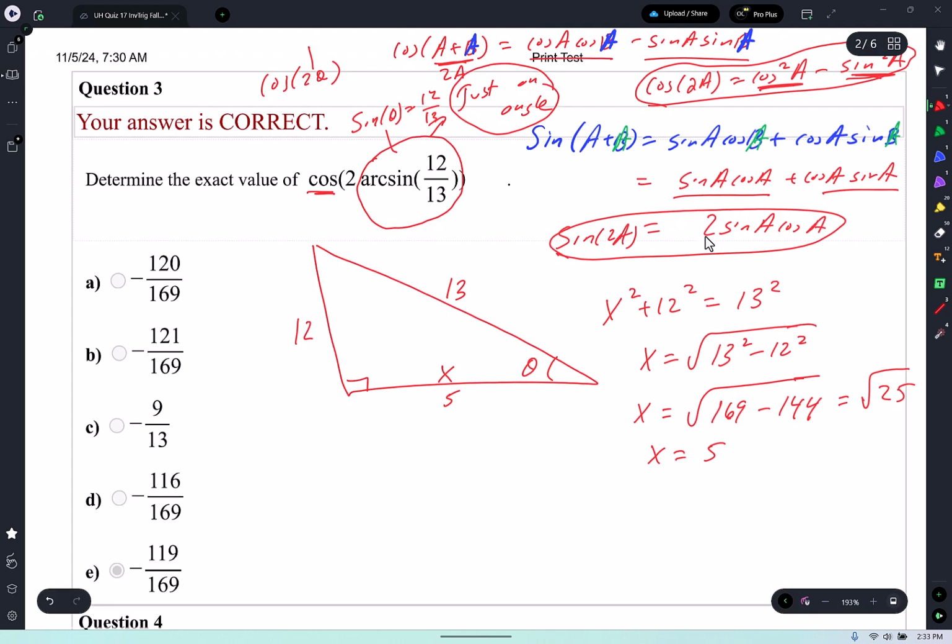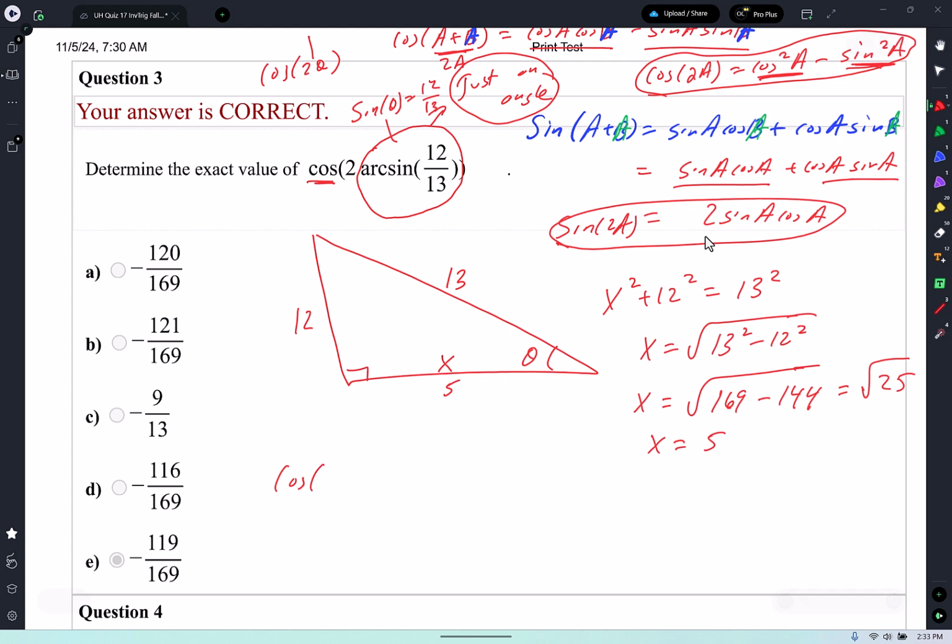We're ready. Here we go. Cosine of 2 theta is equal to cosine squared theta minus sine squared theta. I already have my cosine and sine. Child, what are you talking about? Cosine is 5 over 13. Sine is 12 over 13. It was given to you. The sine one was given. We had to solve for the cosine.